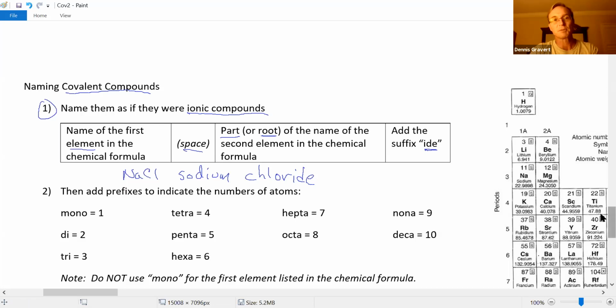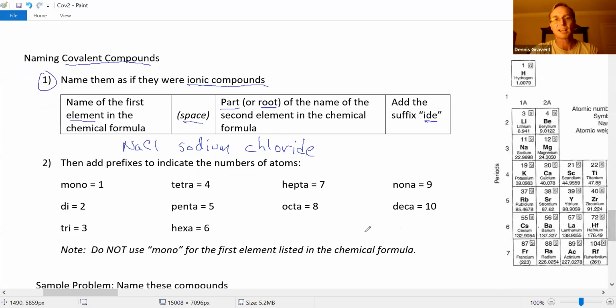Let's see some examples. Oh, wait, what's this italic print here? More exceptions to our rules. Chemistry. All right. Just because it's been done this way, the first element never gets mono. Even if there's just one atom present, you don't use the mono prefix, even if it's covalent. Just one of those weird exceptions.